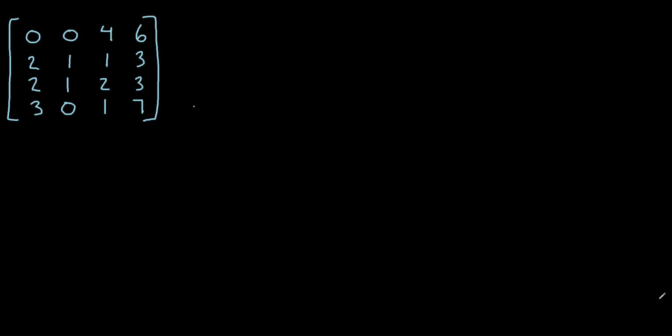In this video, we'll talk about how to find the determinant of a 4x4 matrix. So let's consider the following 4x4 matrix. How can we find the determinant of this matrix? Well, we can start by identifying which row has the most zeros. That would be the first row.